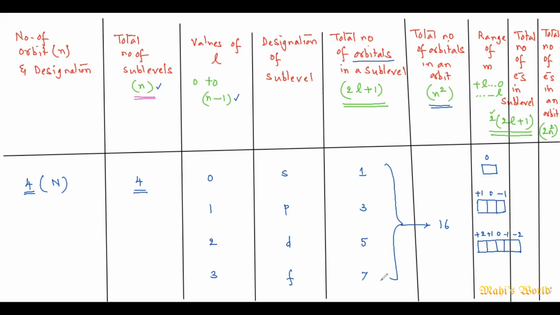Finally, for F sublevel, you got 7. Let me just take this whole area. 1. This is anyway the second, third, fourth, fifth, sixth, and seventh. Consider the black one also. Now this will be plus 3, plus 2, plus 1, 0, minus 1, minus 2, minus 3. This is what you have to consider.